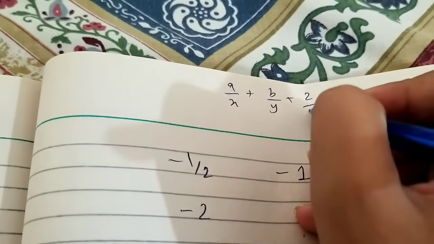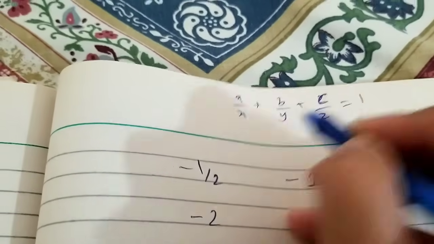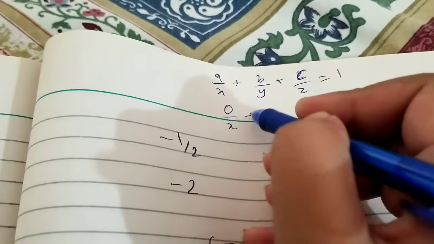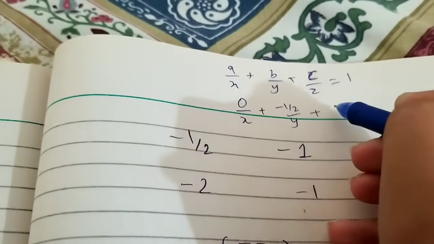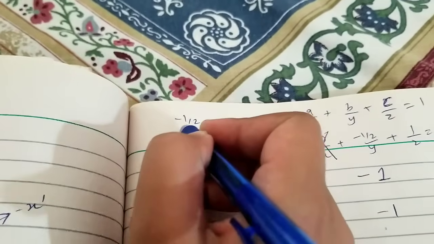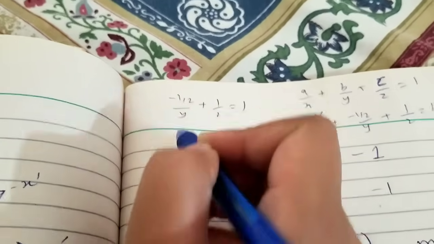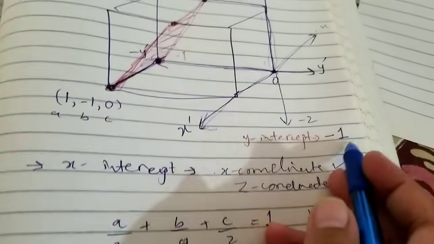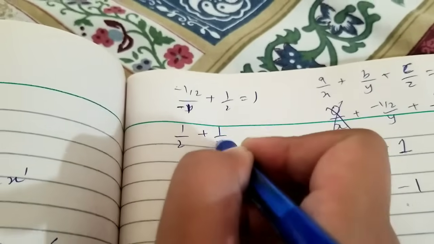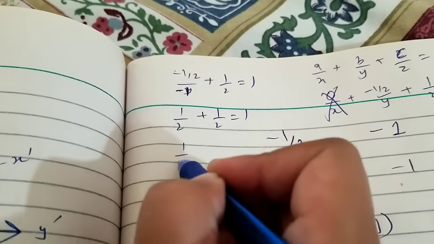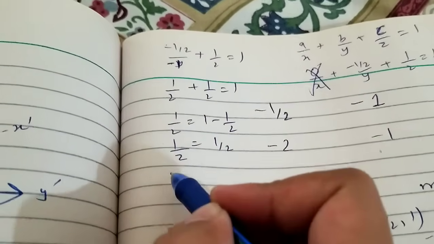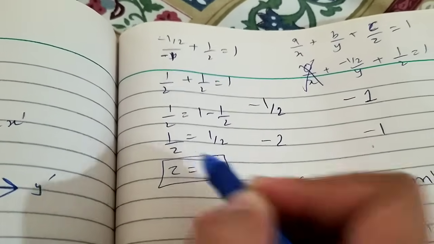So a, b, and c, let us put the values of these. So this is 0 over x, -1/2 by y, plus 1 over z equals 1. So this will cancel out, and we'll be left with -1/2 by y plus 1 over z equals 1. Now the y-intercept, as we know, is -1. So the two minus signs get cancelled out, and we are left with this. Now 1/2 goes over there, and it is -1/2, and 1 minus 1/2 is 1/2. And if we take the reciprocal on both sides, then we will get the z-intercept as 2.